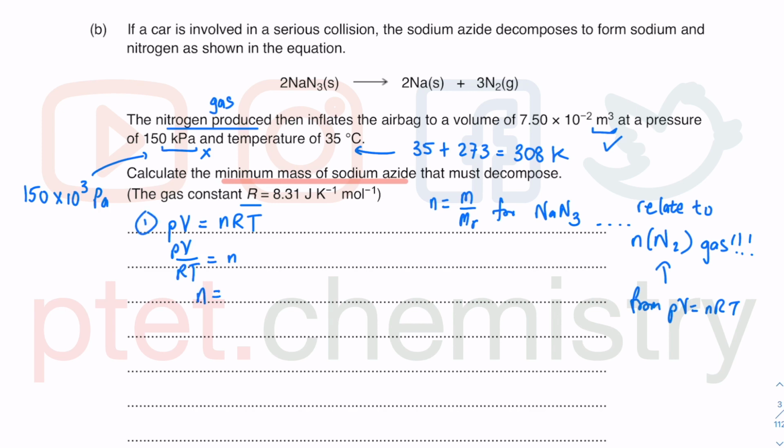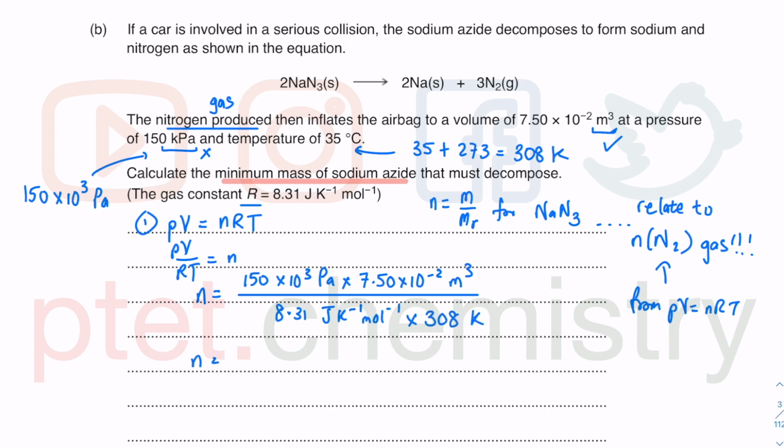That is just rearranging the equation there. So n equal to the pressure in Pascal, so 150 times 10 to the 3 Pascal, multiplied by the volume, 7.50 times 10 to the minus 2 meter cube, which is the correct SI unit in this ideal gas equation, divided by 8.31 joule per Kelvin per mole. That would mean that my temperature would have to be in Kelvin as well, so divided by 308 Kelvin. I get 4.3954 mole. This is of the nitrogen gas.